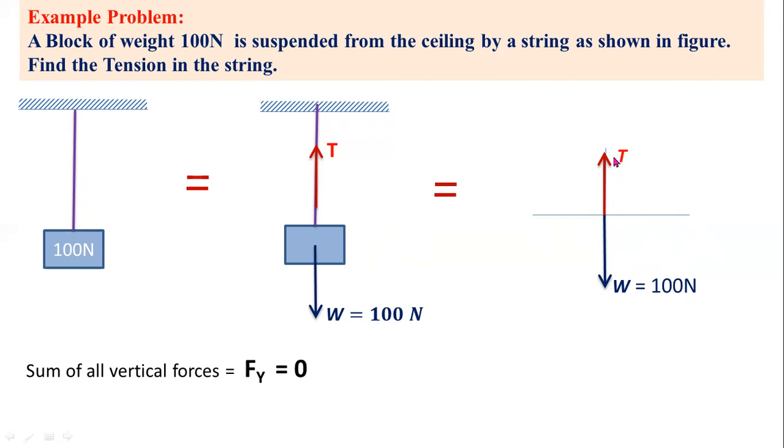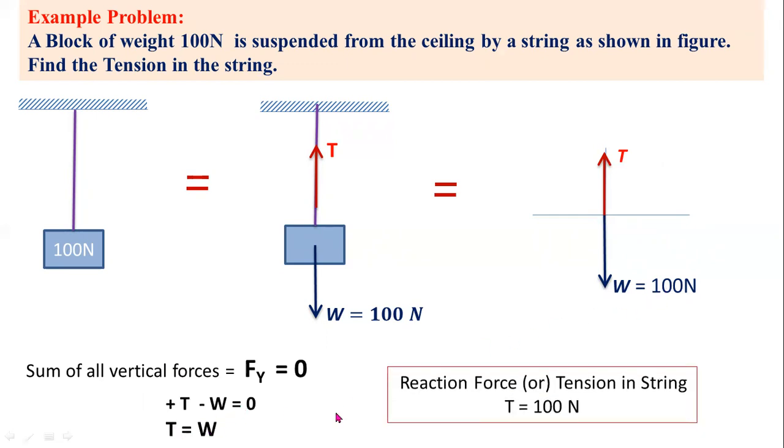For upward action, you have to consider a positive sign. For downward action, you have to consider a minus sign. So plus T minus W equals 0. So T equals W. Here W equals 100, so the tension or reaction in the string T equals 100 newtons. So this is the answer for this problem. This is a simple example problem.